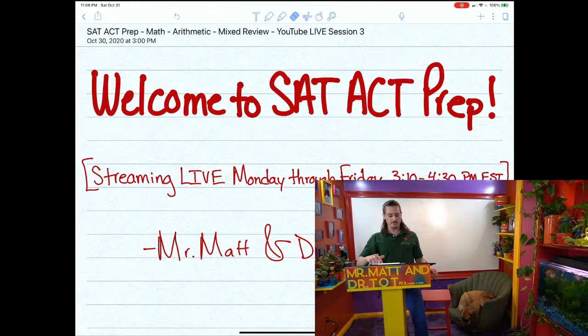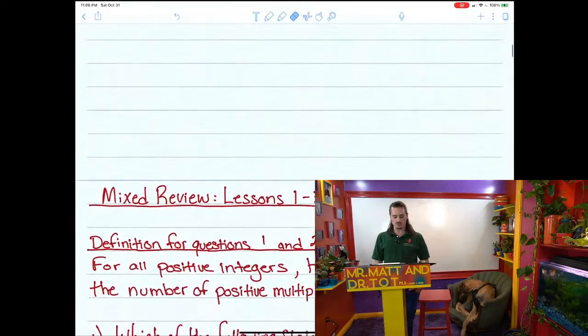I'm going to give you 3 minutes. Questions 1 and 2 are based on the following definitions. For all positive integers h, let $H$ represent the number of positive multiples of h less than 25. And number 1 is asking which of the following statements is or are true.